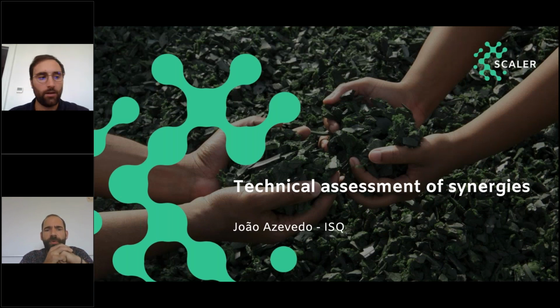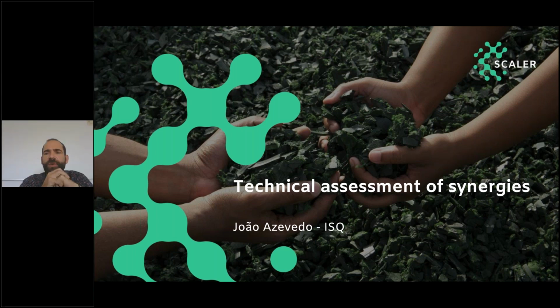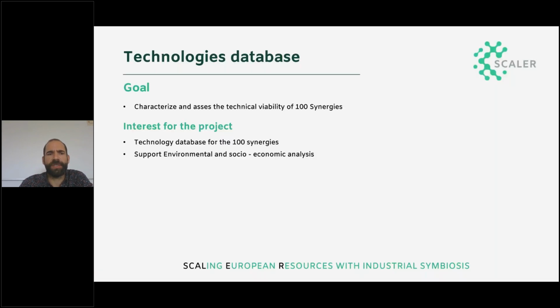I'm from ISQ, and I will introduce you to the methodology and the procedures that we use to technically assess these 100 synergies. So once we had identified the 100 synergies to study and go deeper on in the project, it was necessary to create a structure that will define the different variables that are associated with those synergies. The main goal was to characterize and assess their technical viability in order to continue our study.